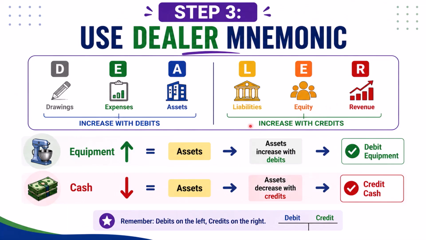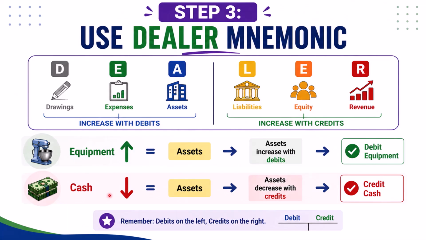Now for our example for Maple Street Bakery that purchased equipment for $2,000. In step 1, we determined that equipment increased. In step 2, we established that equipment is an asset. And since assets are on the left side of the dealer graph and assets increase with debits, we need to debit equipment. The second part of our transaction is a decrease in cash.